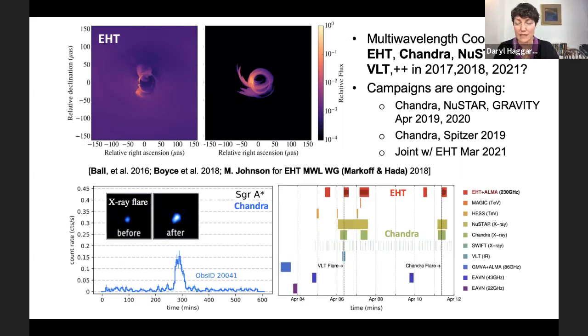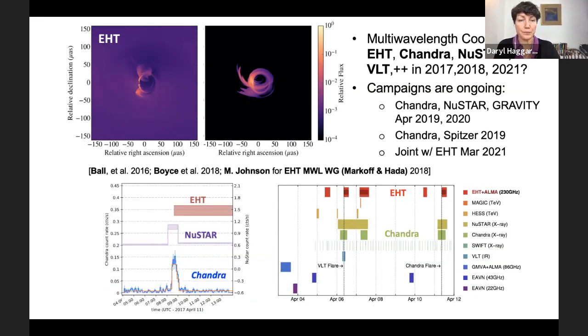Oh, I just jumped ahead a little bit. These are just a suite of the observatories that have been looking. So this is our 2017 campaign in collaboration with the Event Horizon Telescope. And you can see how many different collaborations from around the world are a part of that effort and are really trying to bring these rich data to bear on the questions about supermassive black hole accretion.